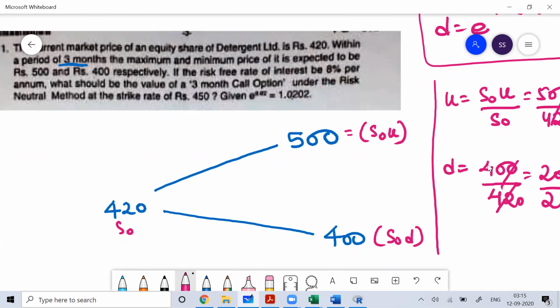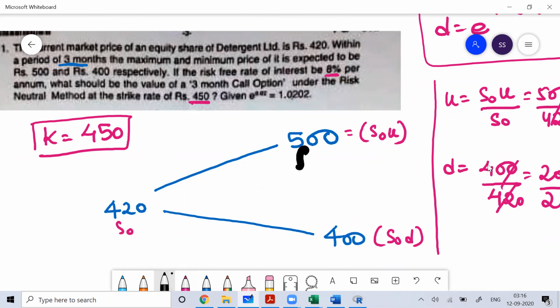The risk-free rate of interest R is given as 8%, and time is 3 months. They're asking where the strike price is 450 rupees. So if the strike price is 450 rupees, calculate this value, this is called FU, and this is called FD. Ultimately, you have to calculate the value of F naught.